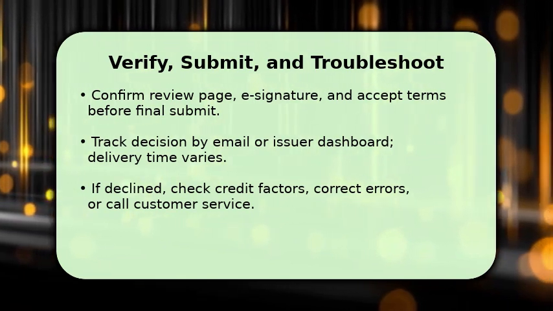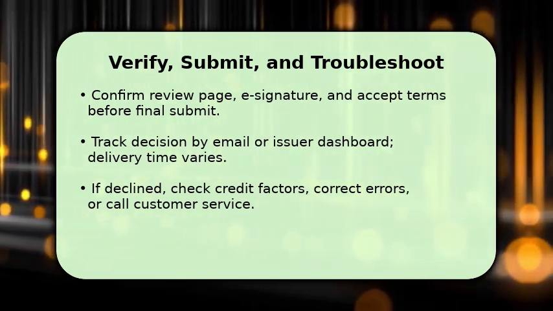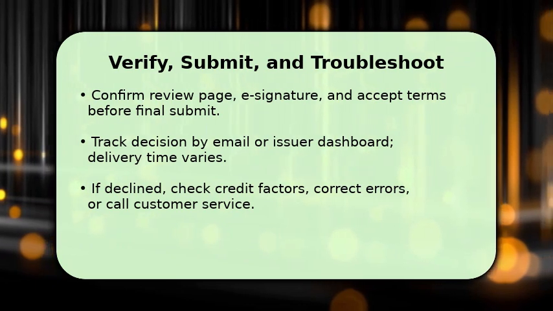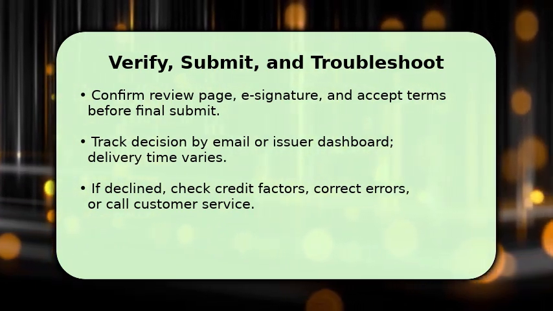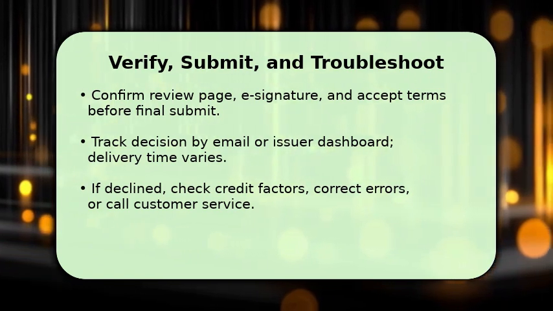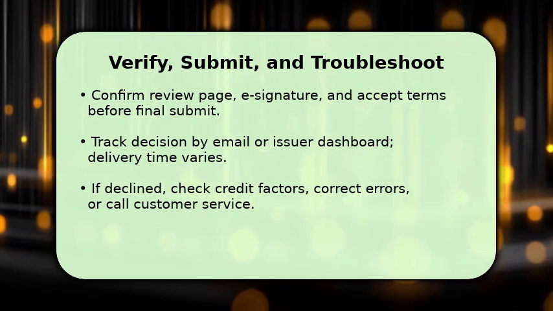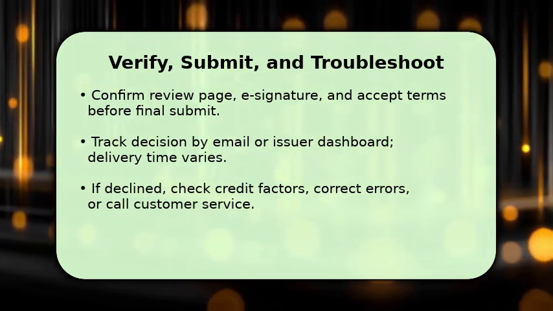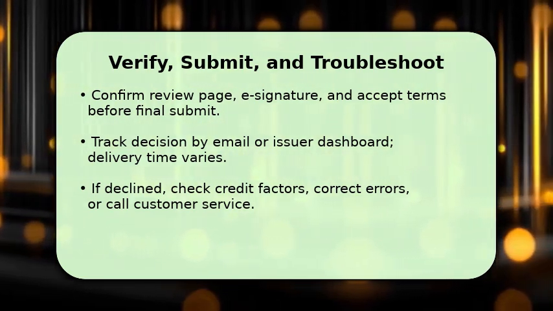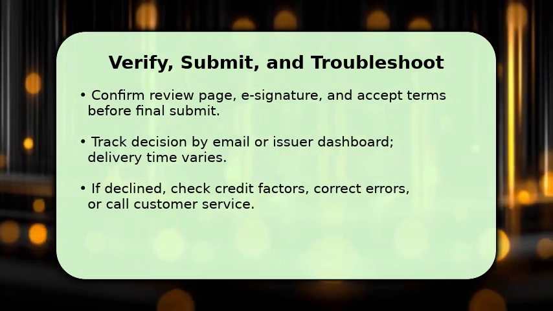After submission, monitor your email or the issuer dashboard for instant decision or further verification requests. If approved, note delivery time and activate card when it arrives. If your application is declined, check for errors you can fix, review credit utilization and recent inquiries, and call the issuer's support line.